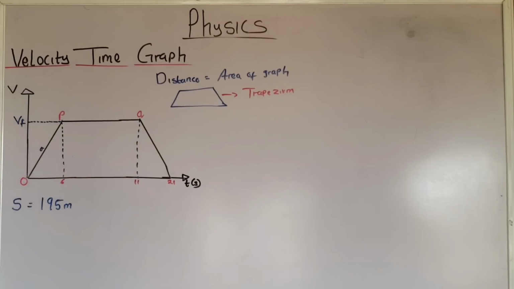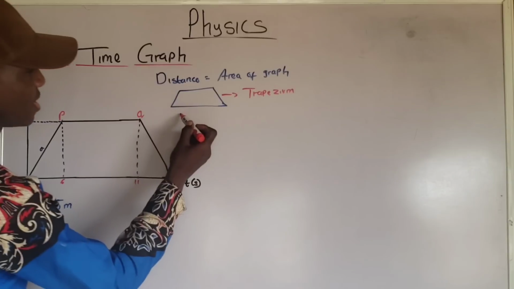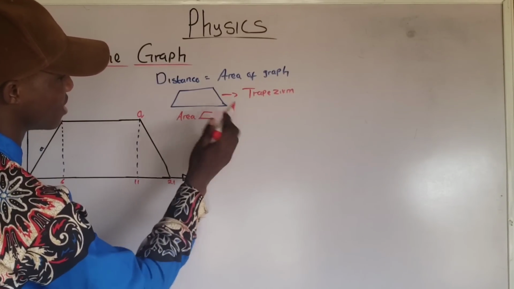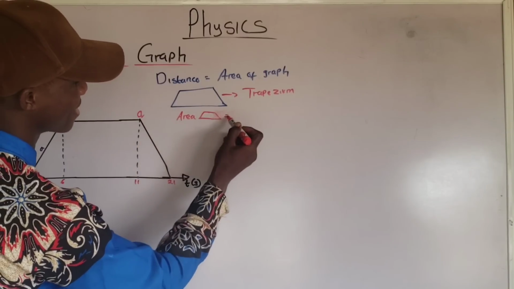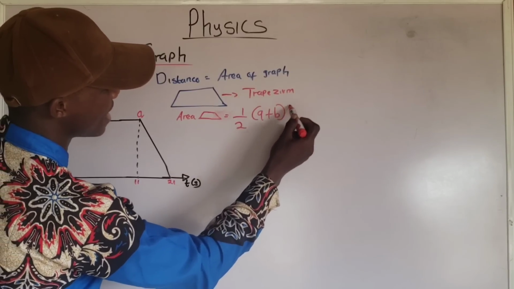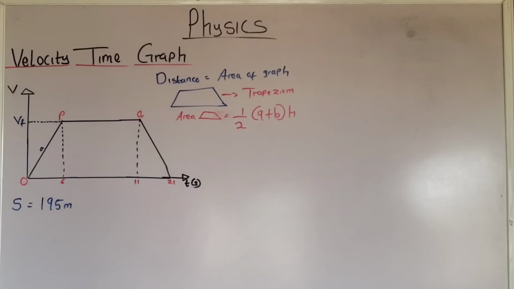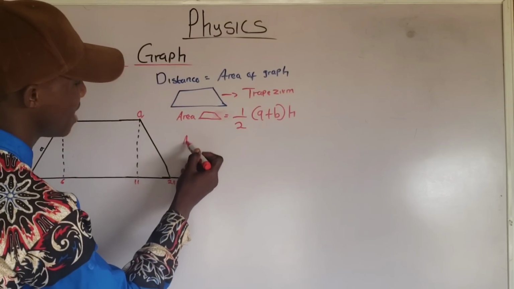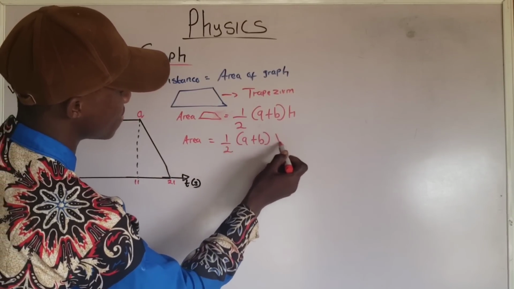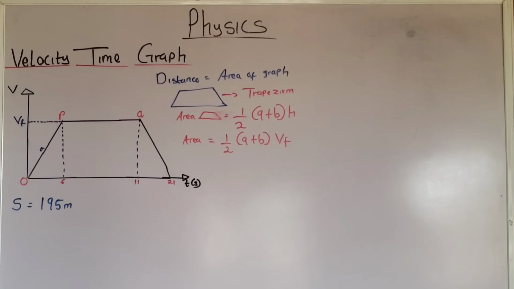Now you know that the name of this shape is trapezium. Now, what is the area of a trapezium? Sorry, I'm not really good at drawing, but I want you to understand. Area of a trapezium is equals to 1/2 (a plus b) multiplied by h. And I told you that when you are dealing with velocity time graph, height is the velocity, because the velocity is represented along the y-axis. So here I'm going to have the area is equals to 1/2 multiplied by (a plus b) multiplied by Vf, where Vf is the final velocity that we need.